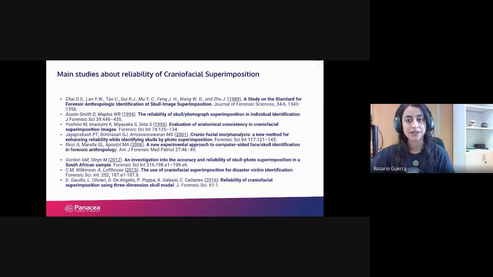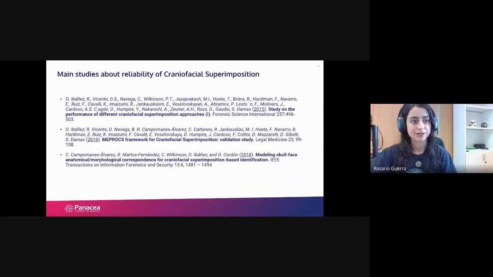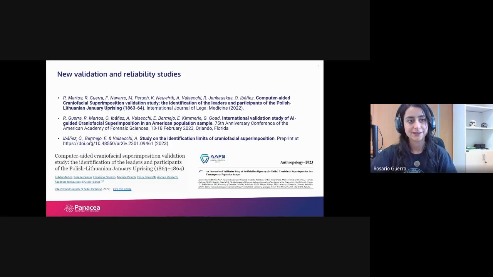But just if anyone wanted to take a quick screenshot, these are some other studies about reliability coming more from our group, and I would highlight the validation study here, the second one listed, because this was a validation study that was carried out to validate the methodological framework developed in the MEPROCS project in 2016. And yeah, now I will just list the new validation studies that we are going to be presenting here today.